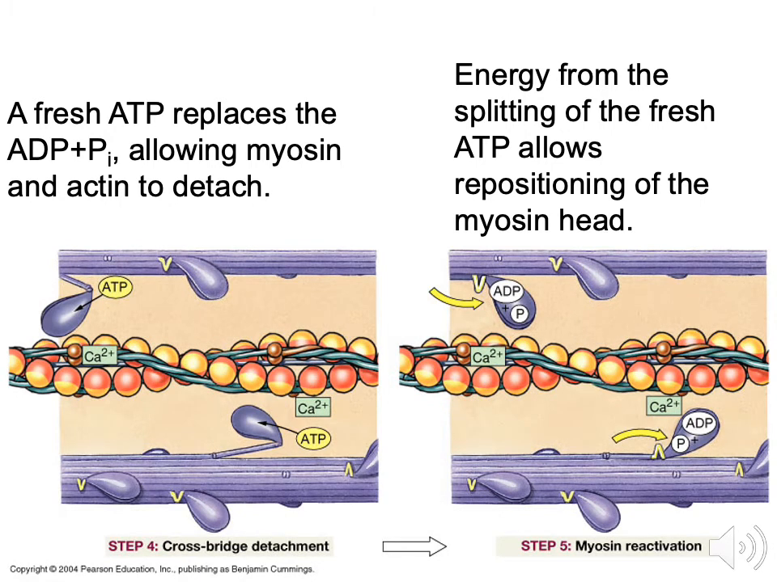Into step 4 now. At the end of the power stroke, the myosin head is still firmly attached to the actin. Remember, that's a natural affinity, so it's not really interested in letting go. If we want further shortening of the sarcomere, which we will, one power stroke won't be enough to cause any real amount of movement. We're going to have to detach those cross bridges to allow them to reattach further down the thin filament.